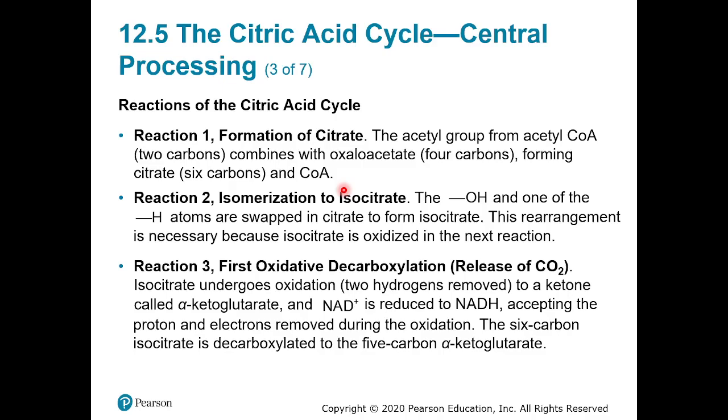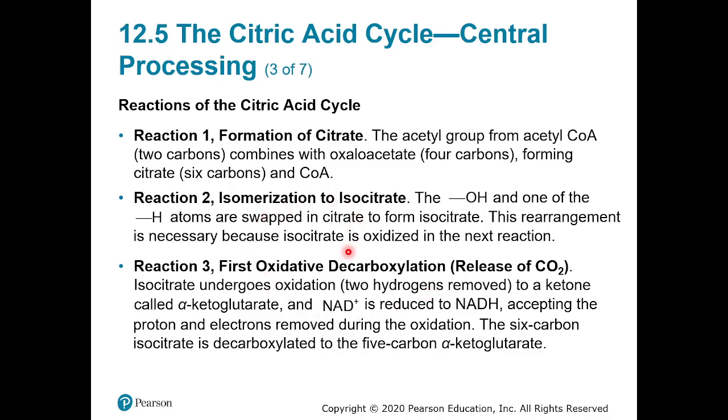Step 2 is going to be the isomerization of isocitrate. You may actually notice that both say iso, right? Because they're isomers. Isomerization, making an isomer of citrate. Okay. And so what's going to happen here is the OH and one of the hydrogen atoms are going to be swapped. And so instead of citrate, you're going to have the isocitrate rearrangement. This rearrangement is actually incredibly important because that isocitrate needs to be oxidized on the next step of the reaction. The current location of the OH will not allow that oxidation. And so by switching them, you allow this next step's oxidation.